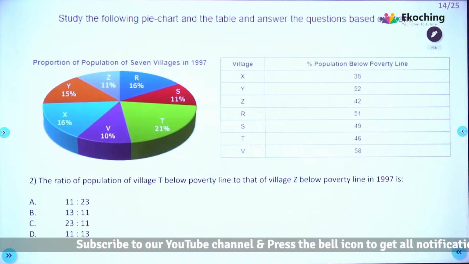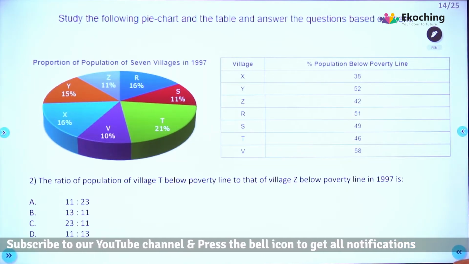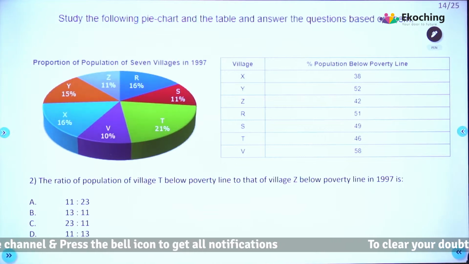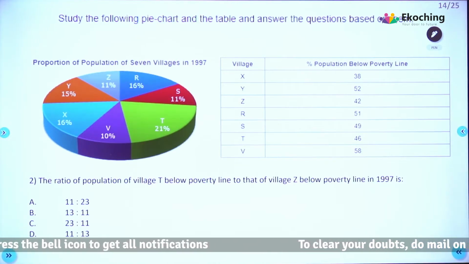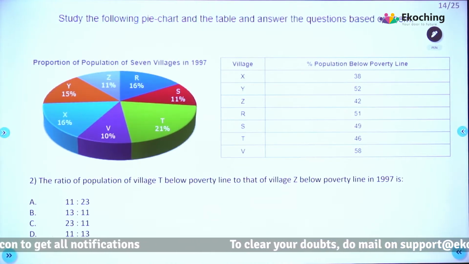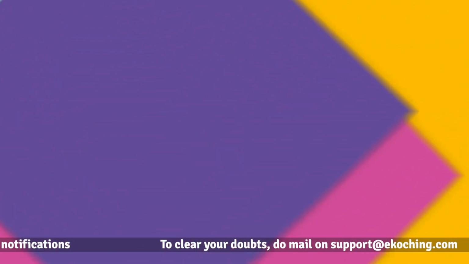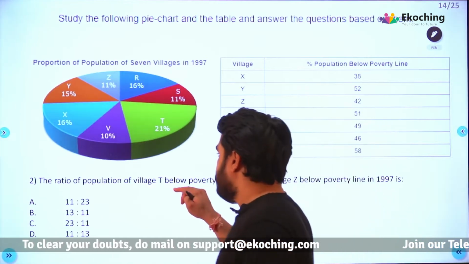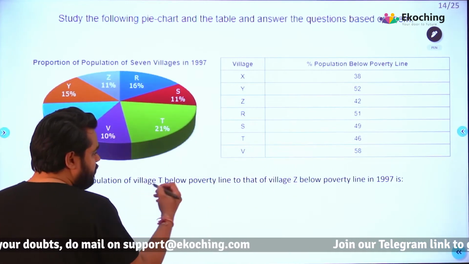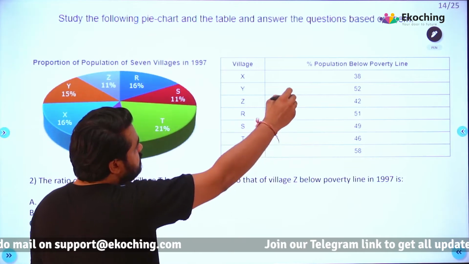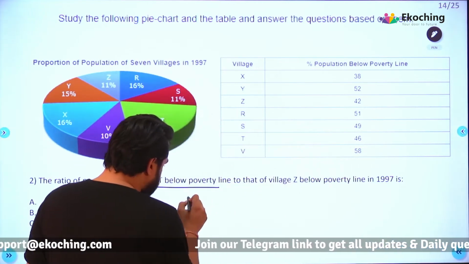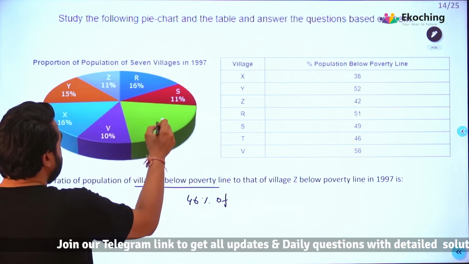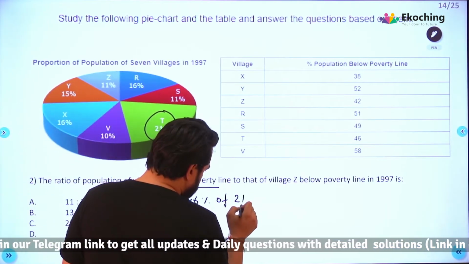Question 2. The ratio of population of village T below poverty line to that of village Z below poverty line in 1997 is what? Okay, easy question. Take 1 minute, pause the video, come back to me when you have an answer in your hand. Alright, so I hope you have tried and marked your answer. Now, population of village T below poverty line, that is T का below poverty is 46% of T का टोटल पॉपुलेशन 21%.